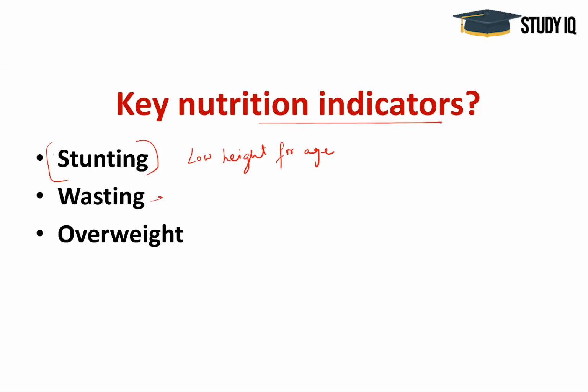Another term is wasting. This is also the second indicator. It means low weight for height, and it is a strong predictor of mortality among children under 5. It is usually the result of acute significant food shortage and or disease. Okay, and overweight. It is the condition of having more body fat. So these are the key nutrition indicators.